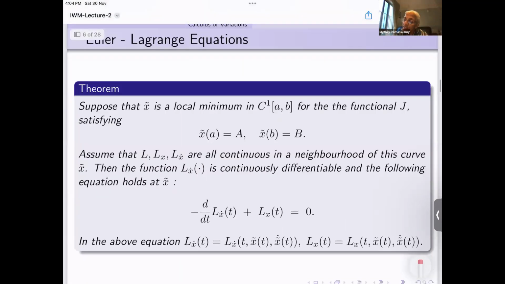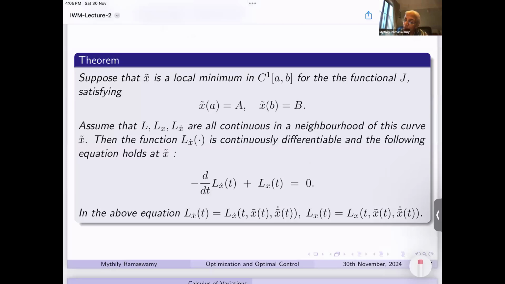You can differentiate it as a function of t, that is minus d by dt plus Lx. That L is differentiated with respect to the second argument x, and the whole thing is evaluated at x tilde. So what I mean by Lx dot of t is Lx dot evaluated at t, x tilde of t, x tilde dot of t, etc. The next one is also like that. So this is how we arrive at it; the proof is very natural, intuitively very clear.